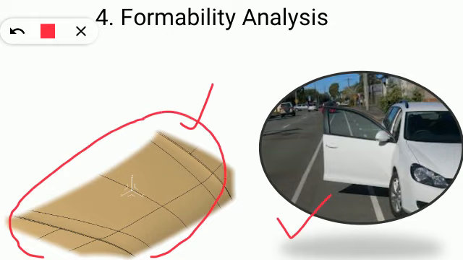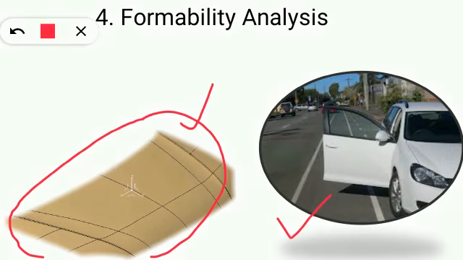Now basically 70% or more of the parts are made of sheet metal, and the rest is made by casting, forging, and many other processes. The front door, back door, tail, bonnet, roof, and many other parts are made by using a forming process.